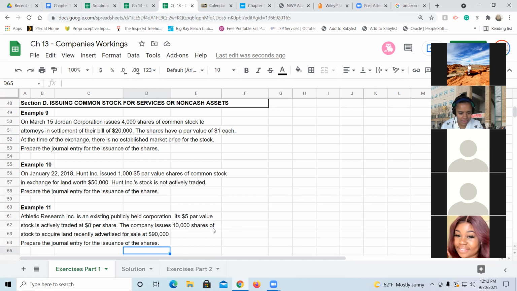The company issues 10,000 shares. There's your number of shares of stock to acquire land. So land is the asset that's being debited in this journal entry, recently advertised for sale at 90,000. Prepare the journal entry for the issuance of the shares. So here you have to decide, and don't shout out the answer, just do the journal entry. And like I said, someone who hasn't spoken yet will give us the answer. You have to decide whether you should use the fair market value of the shares or the advertised price of the land to record as the amount at which the transaction should be recorded. So go ahead, I'll give you until 12:18 to work through this question, and then I'll take an answer from someone.